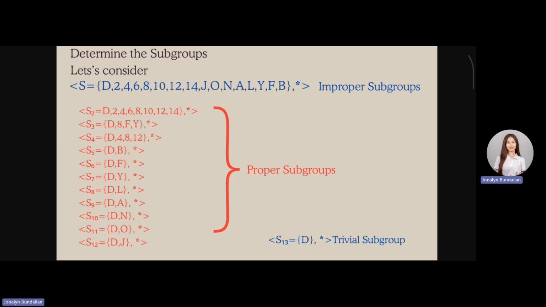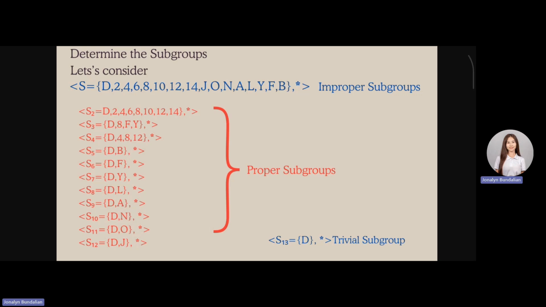So as we can see, our improper subgroup is S is equal to D, 2, 4, 6, 8, 10, 12, 14, J, O, N, A, L, Y, F, and D. And our proper subgroups are S sub 2 is equal to D, 2, 4, 6, 8, 10, 12, 14. For S sub 3 is equal to D, 8, F, and Y. And for our S sub 4 is D, 4, 8, and 12.